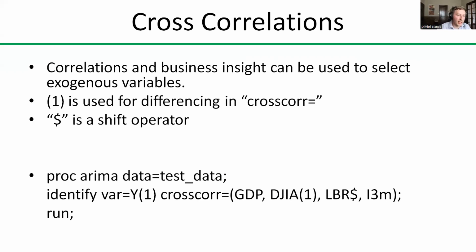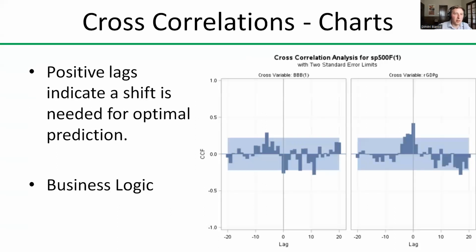The $ is going to be a shift operator. So again, that's going to lag the variable. If I need to lag it 1 time, 2 times, 3 times, adding the $ will allow us to shift that variable. And you can add a number after it, which defines how many lags you shift. This is kind of the analysis you get out of it.